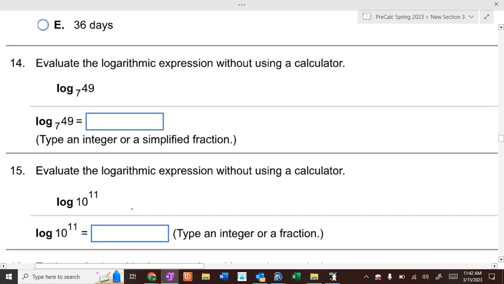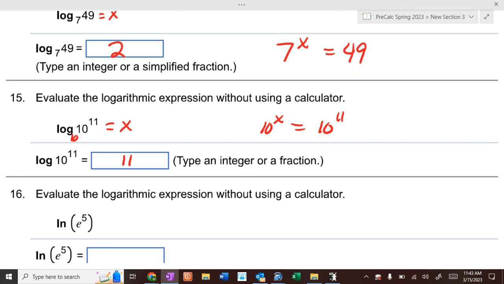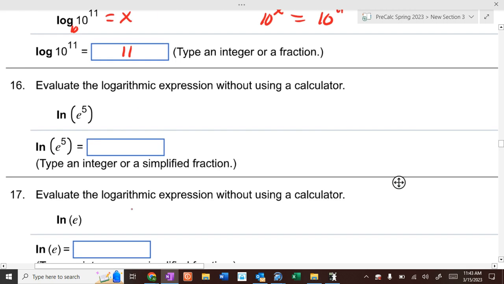These should be quick and easy. If this equals x, what does that mean? Well, it's 7 to the x power equals 49. 7 to what power equals 49? 2. If this equals x, what's the base of a common logarithm? 10. So 10 to the x equals 10 to the 11th. X equals 11.